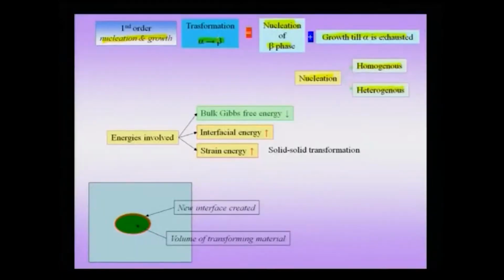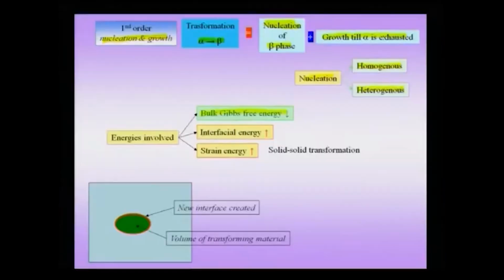Now, what are the energies involved when I am talking about a phase transformation? The driving force comes from the fact that below the transformation temperature, the beta phase is stable as compared to the alpha phase. Suppose I am talking about a solid to solid phase transformation, then I have to consider three kinds of energies, and if I am talking about a liquid to solid phase transformation, for instance solidification, then one of these energies can be neglected. The phase transformation takes place because the Gibbs free energy of the system reduces, which means the beta phase is stable as compared to the alpha phase.